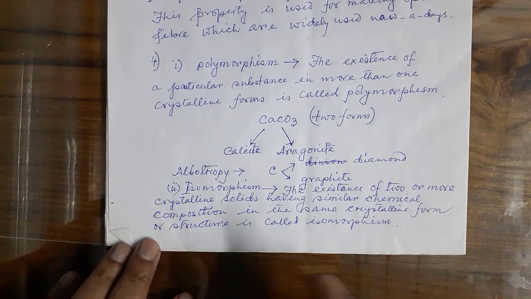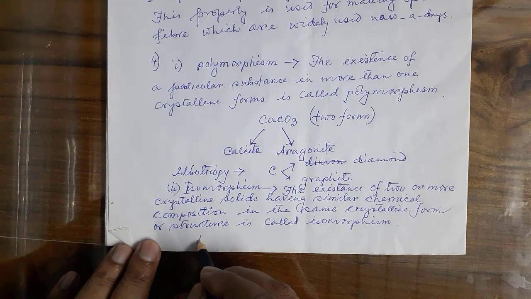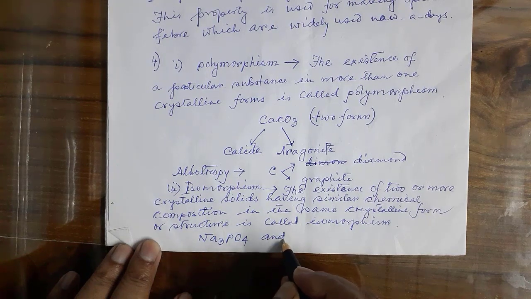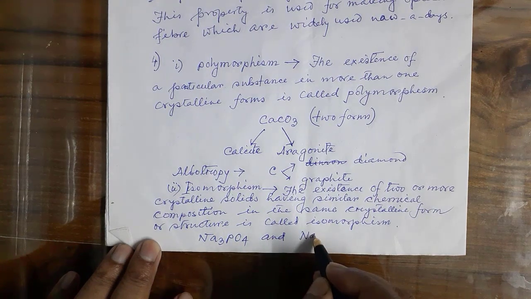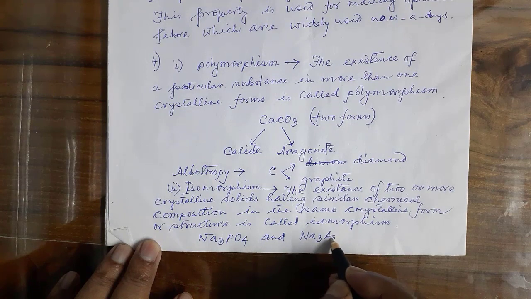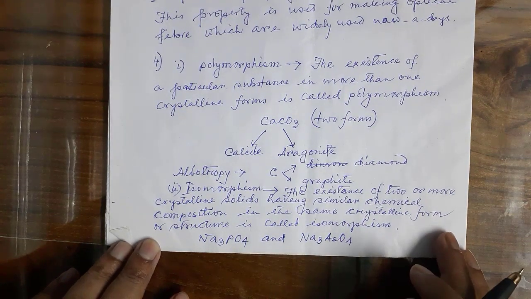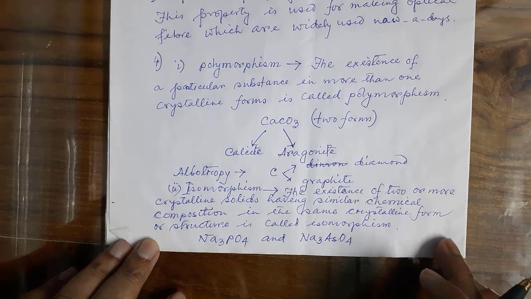We can take example of Na3PO4 and Na3AsO4. These are isomorphs to each other.